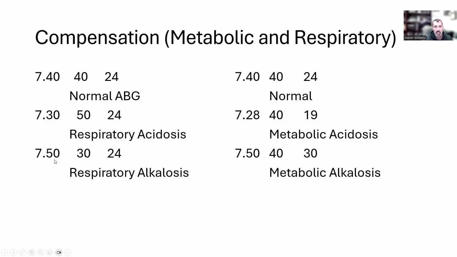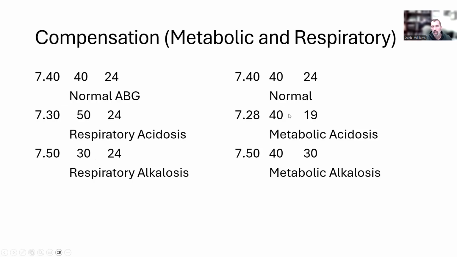Look at the next gas down, 7.50, 30, 24. Look at the pH first. It is alkalotic. We have established, because of those inverse relationships, that a low CO2 drives the pH up. So this is indeed a respiratory alkalosis. But if I wanted to see if the body was compensating for that, the body would have to compensate by causing a metabolic acidosis. So this bicarb number would have to begin trending down to bring that pH down. Flip over to the next slide, and we're going to look at these in a little more detail.